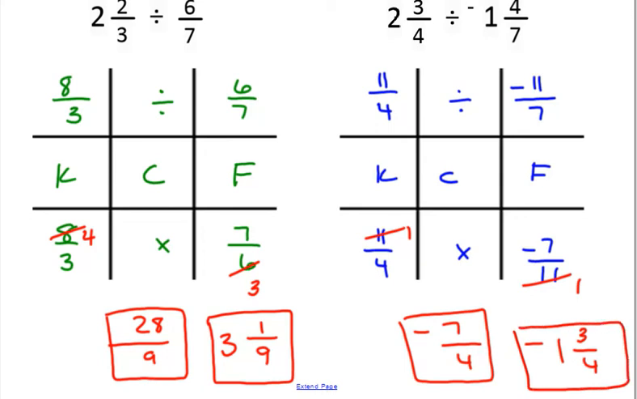All right, go ahead and hit pause if you're not done. So for the first one, you should have gotten 28 over 9, or 3 and 1/9. And then for the second one, you have a positive divided by a negative, so you get negative 7 over 4, or negative 1 and 3/4.